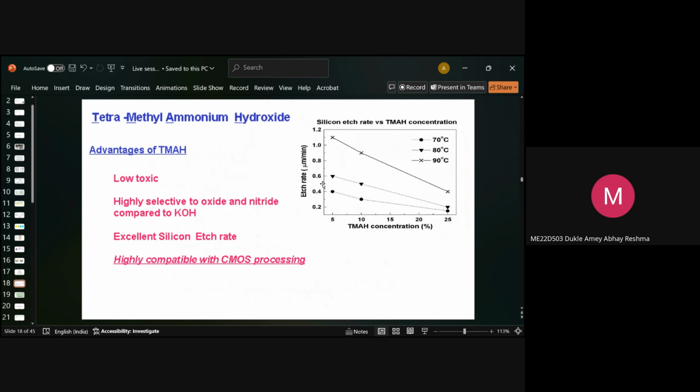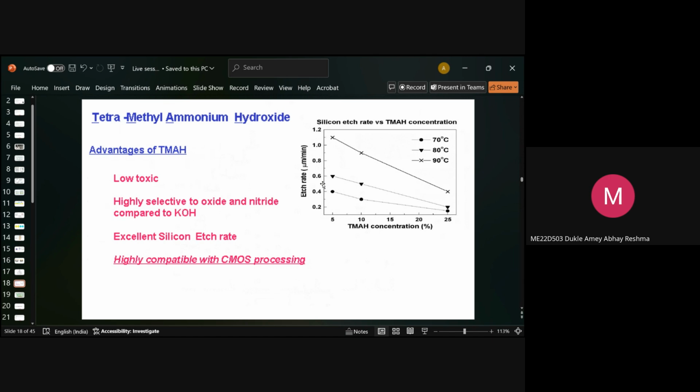You don't have any corrosive acids, like nitric acid or hydrofluoric acid. This is a low toxic agent. It is low toxic, and it is highly selective. As I said earlier, we need an anisotropic or a very highly selective agent. That is why this is a very highly selective agent.